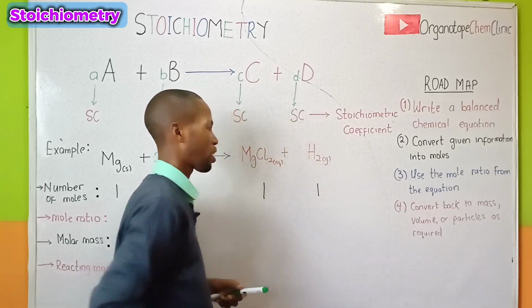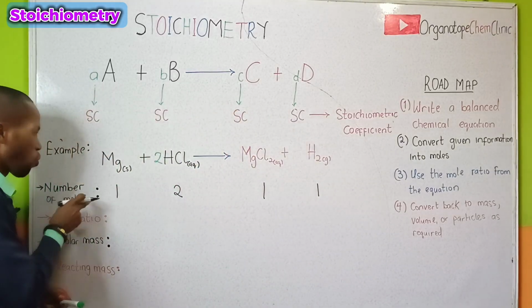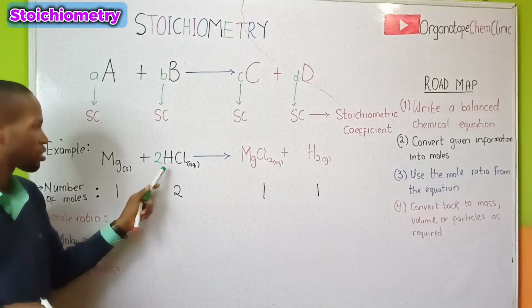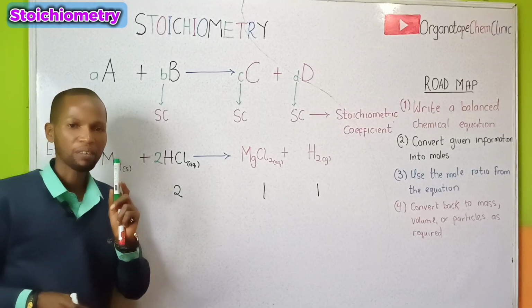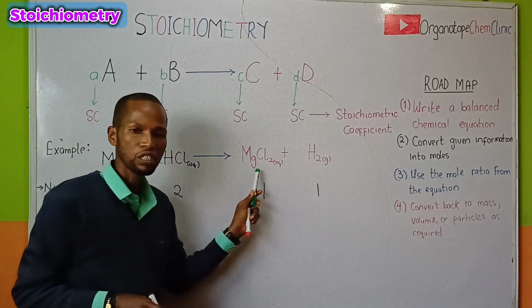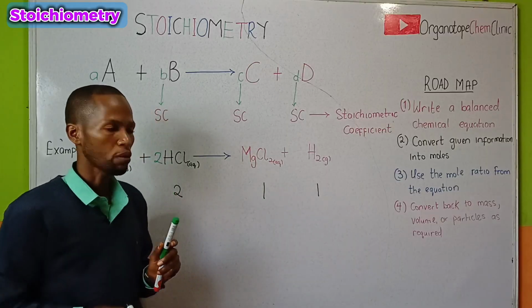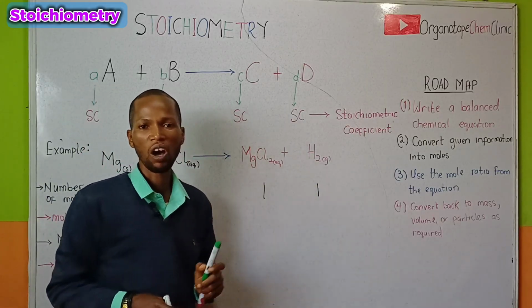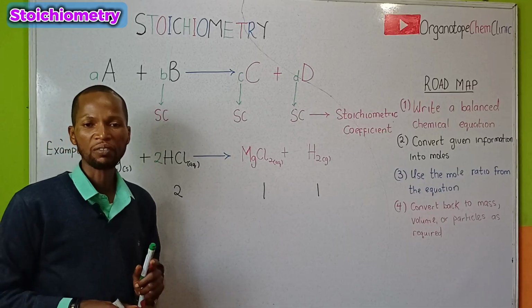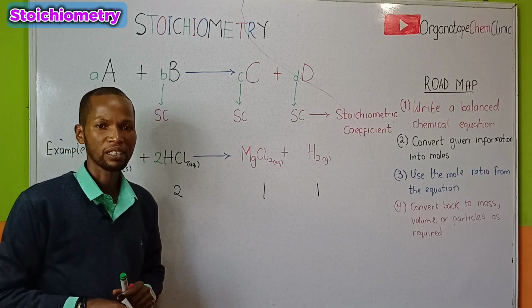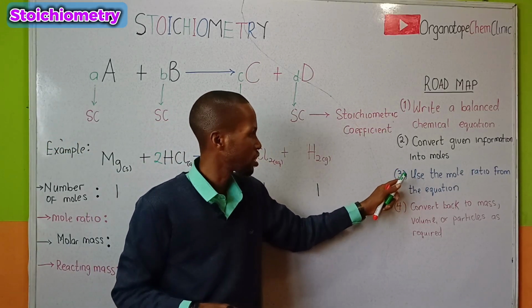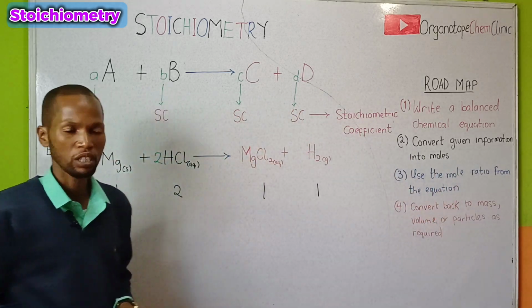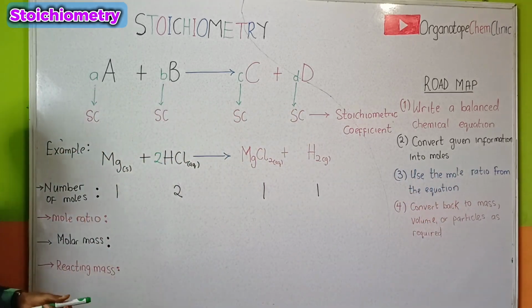So we have 1 mole of magnesium solid reacts with 2 moles of hydrochloric acid to produce 1 mole of magnesium chloride, and we have displacement of 1 mole of hydrogen molecule or hydrogen gas on the product side. We can take the next step, which is use the mole ratio from the equation. Can we determine the mole ratio?